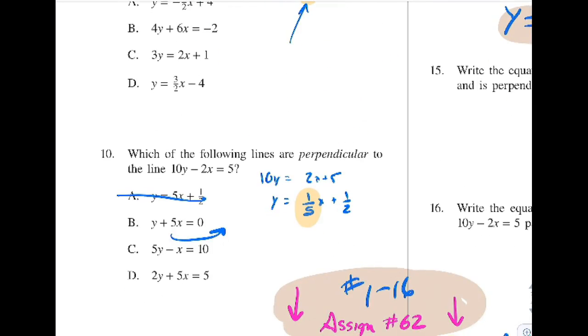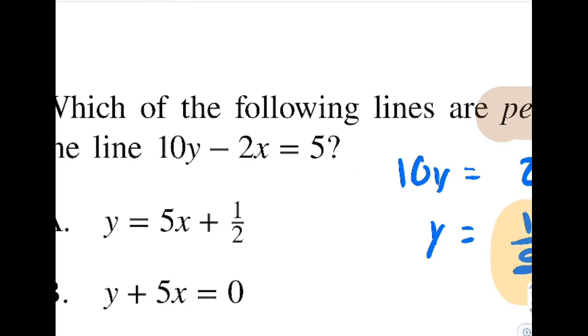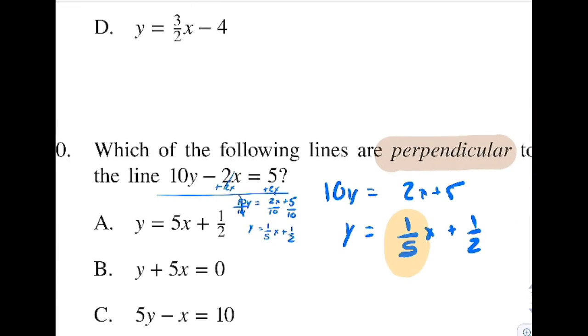Number 10. Which of the following lines are perpendicular? So same idea, except now it's perpendicular. So again, I have to get this line in the right form. I'm going to add 2x back over, and that leaves me with 10y equals 2x plus 5. I'm going to divide everything by 10. And I have 2 over 10, which reduces to 1 over 5, and 5/10 is 1/2. So that's what I have written over here on the right.